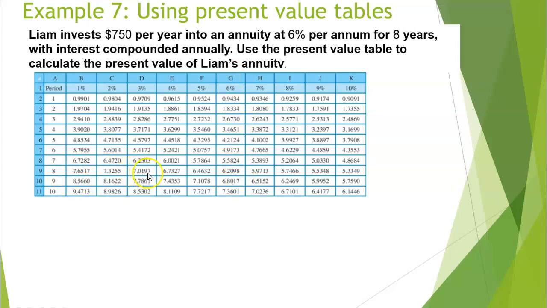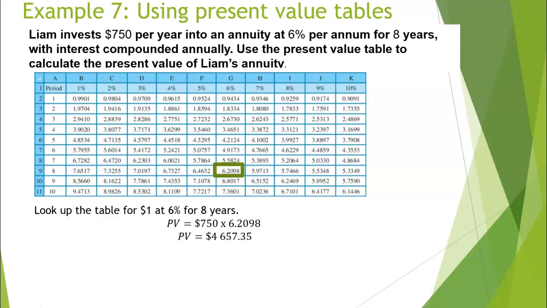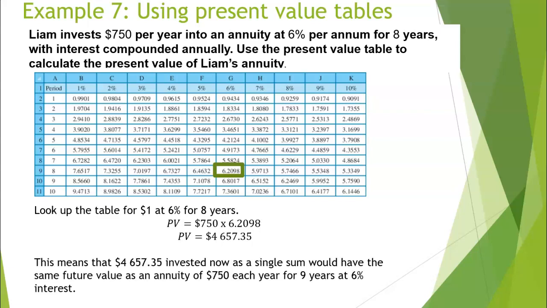So here's our thing. So my number is going to be 6.2098. So I look up the table for 8 years at 6%. My present value is going to be 750 times my multiplying factor. And so my present value will be $4,657.35. So that means that if I invest $4,657.35 now as a single sum, it will have the same future value as if I put $750 in each year for 9 years at 6% interest.